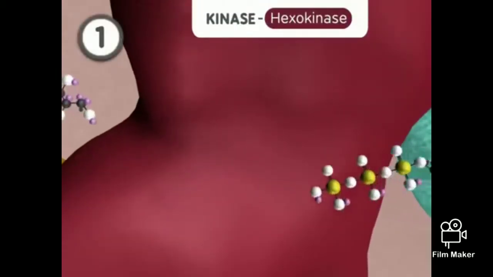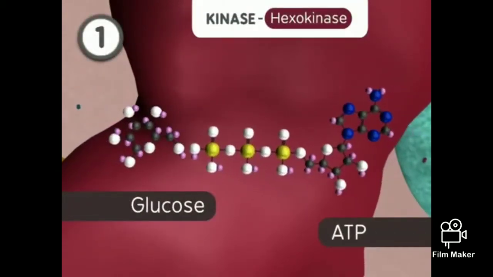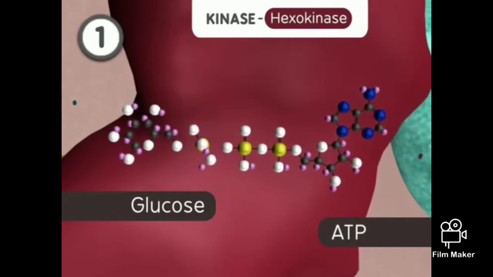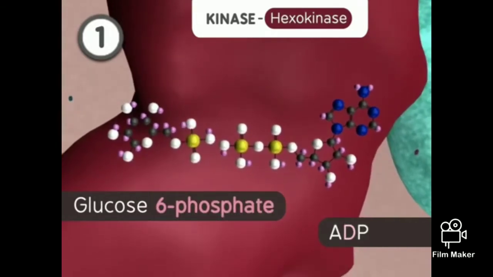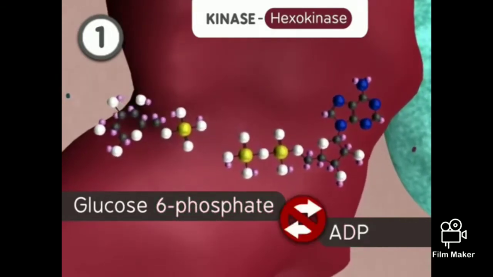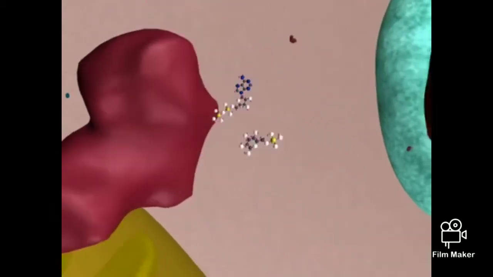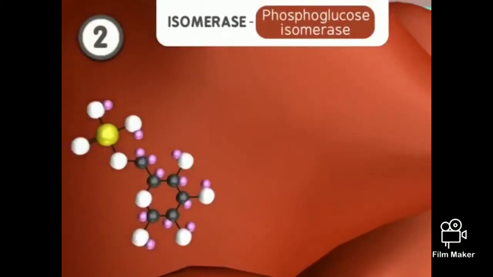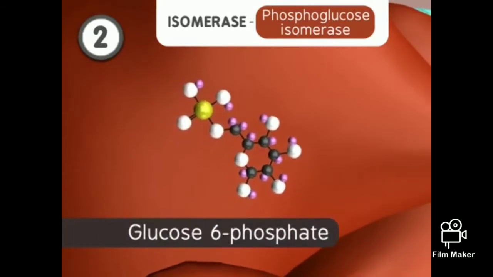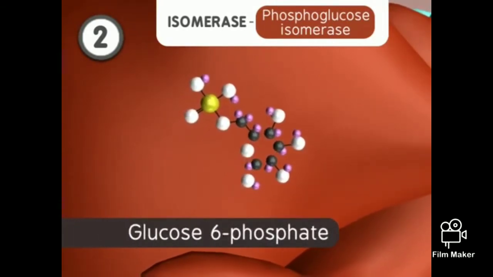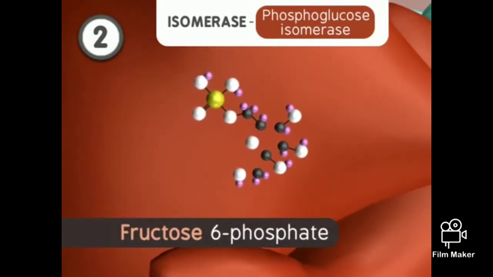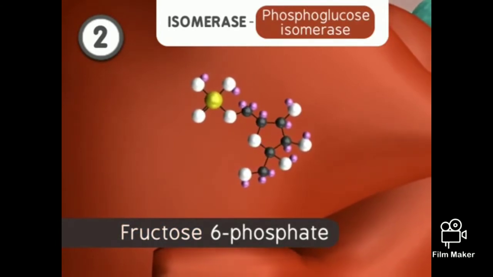First, the kinase reaction adds a phosphate onto glucose to form glucose 6-phosphate. This is one of two energy consumption steps and is an irreversible reaction. Next, an isomerase reaction converts glucose 6-phosphate into fructose 6-phosphate by rearranging covalent bonds.